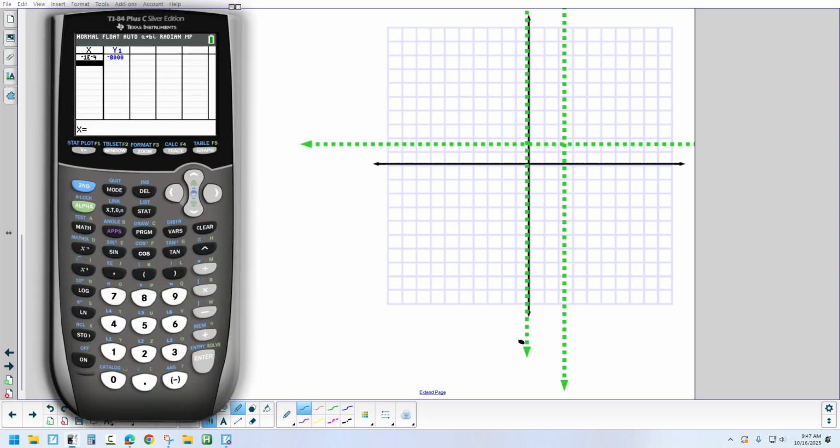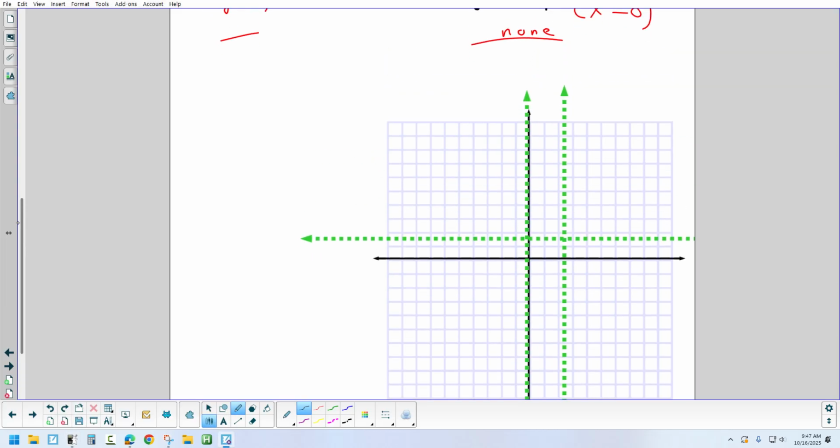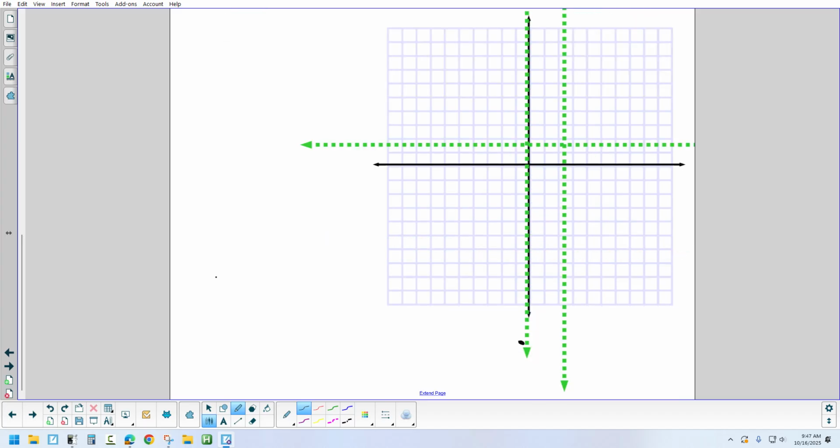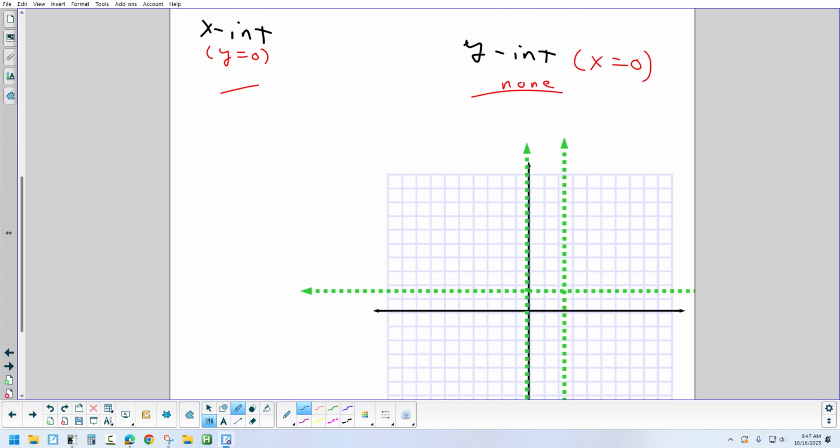Value a little bigger than 0. 0.001. We're up at 800. So we are way up here.